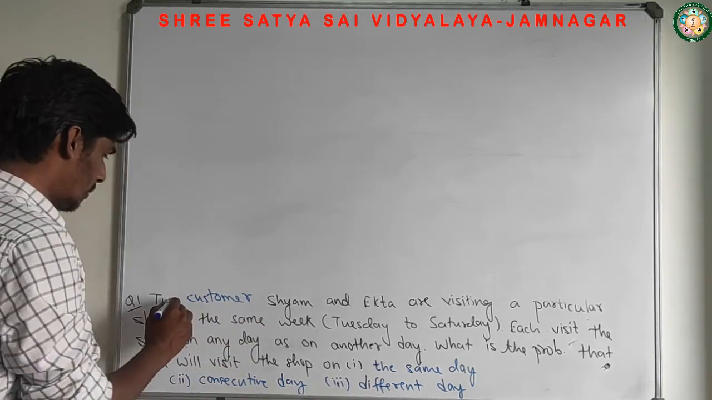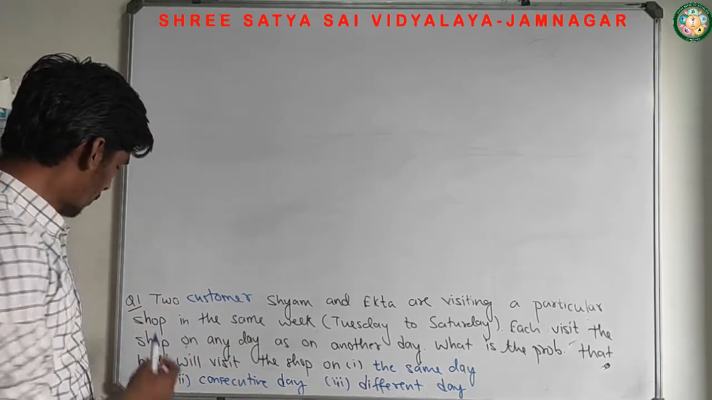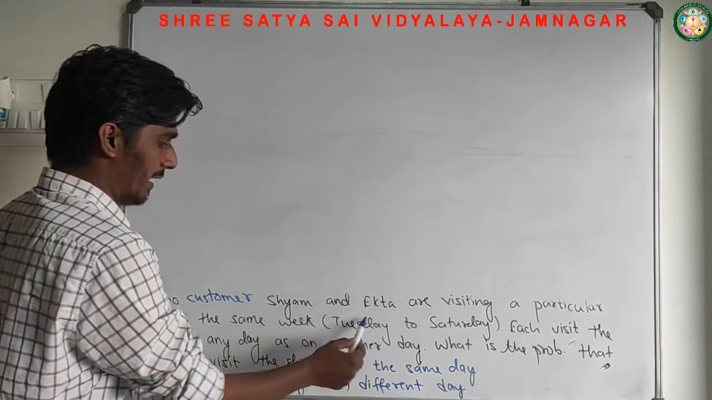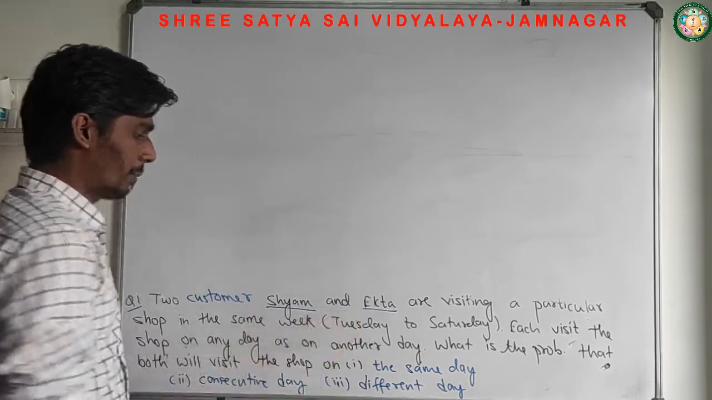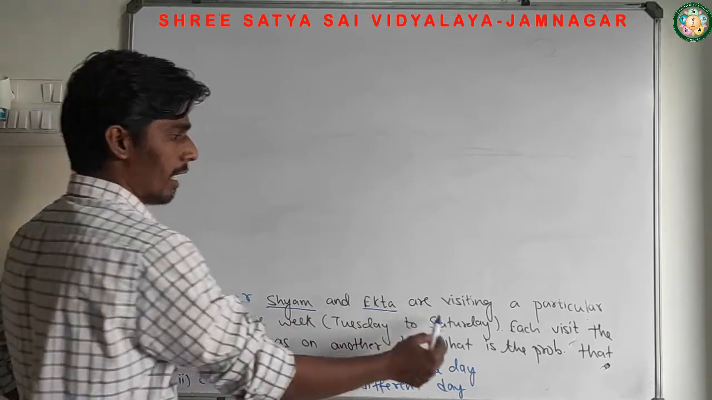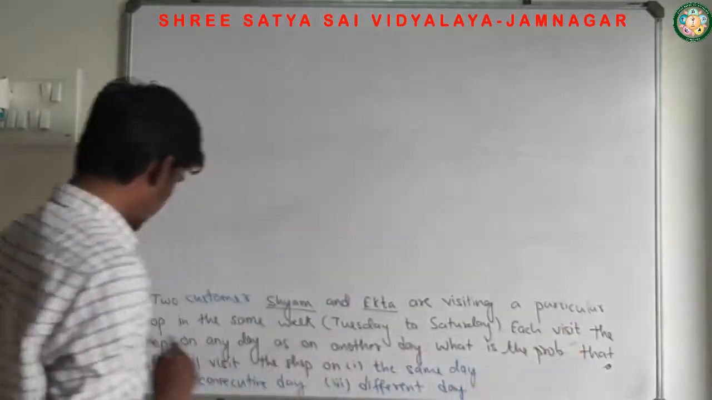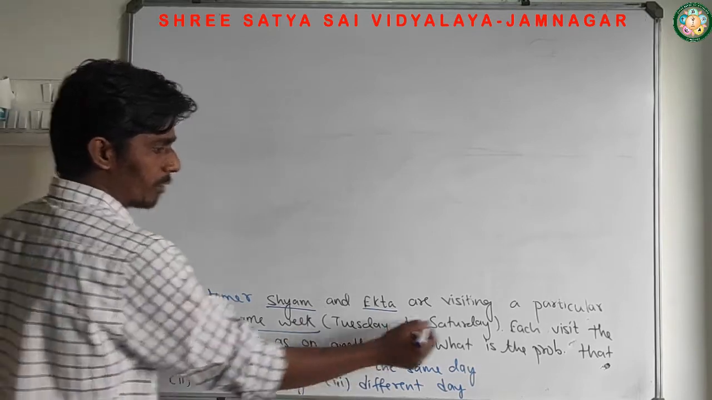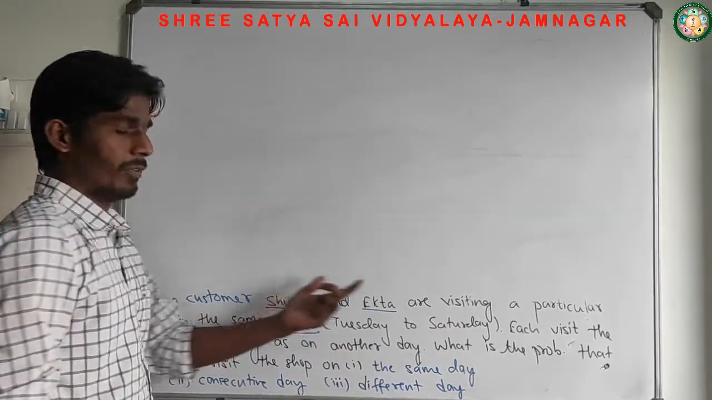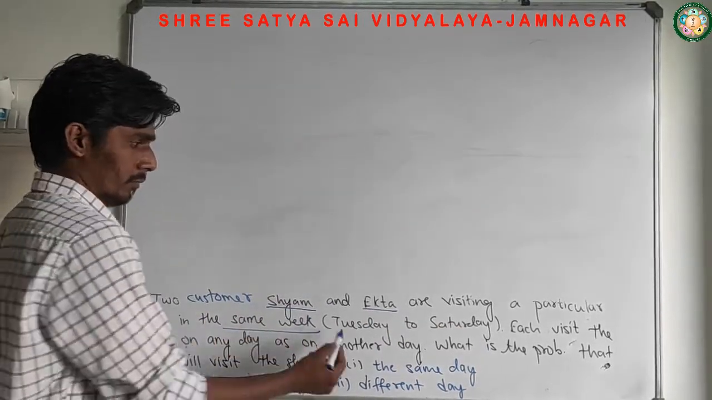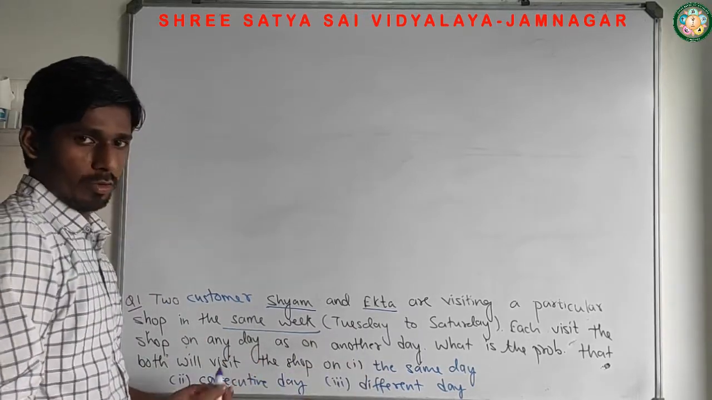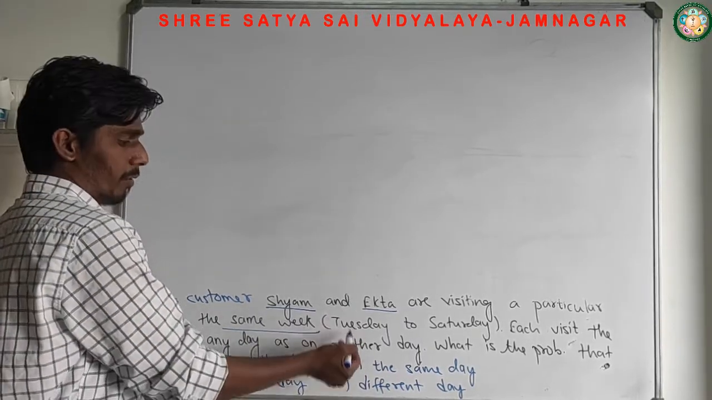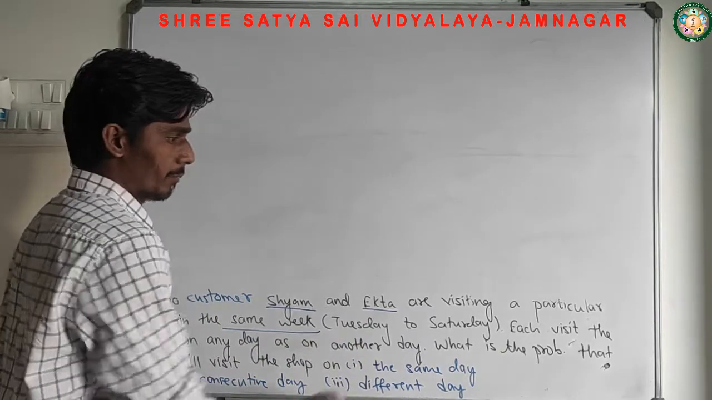Okay, two customers. Let's start with the first one. Two customers, Shyam and Ekta. Two people, Shyam and Ekta, are visiting a particular shop in the same week. In the same week, Tuesday to Saturday, they visit a shop. Exactly, we don't know on which day, but they visit from Tuesday to Saturday.